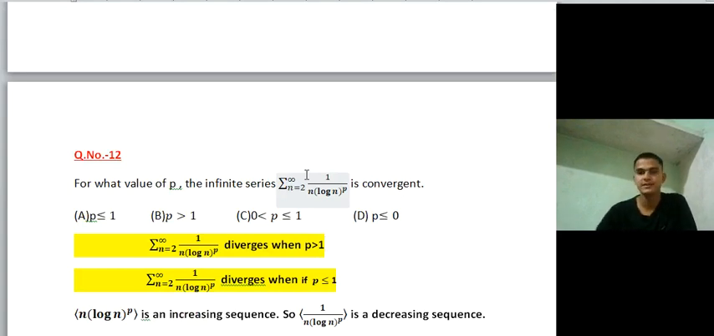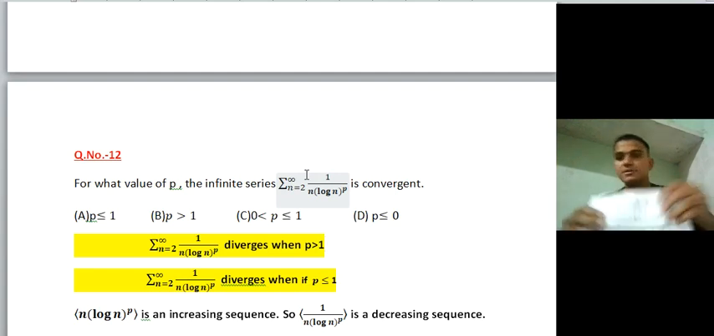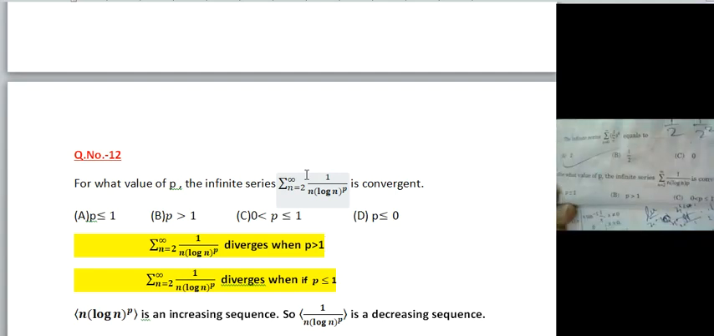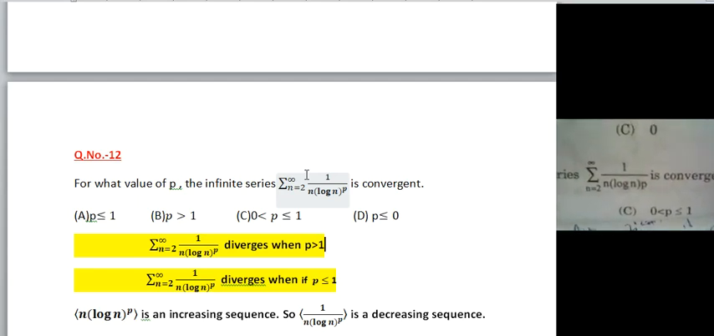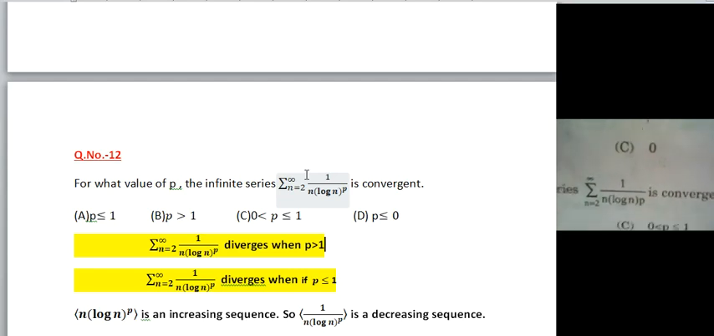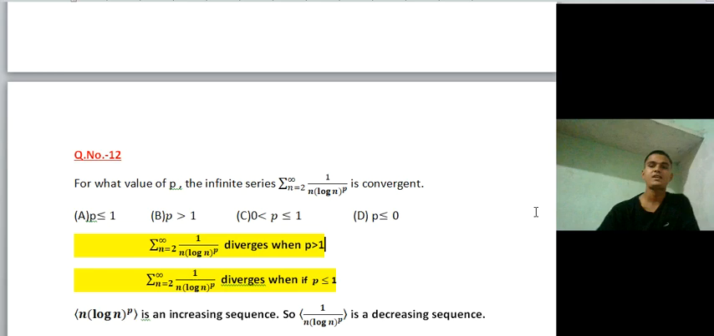Actually, there is a mistake in this question, question number 12 of CPT 2021. In the CPT 2021 question paper, you can see question number 12. You can see the denominator, it is n log n into p. Actually this is not into p, this is to the power p. So this is n log n to the power p.